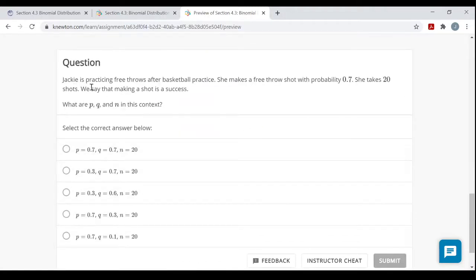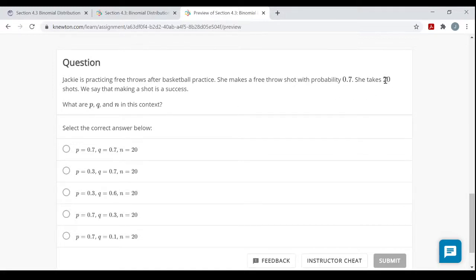All right, so here, Jackie is practicing free throws after basketball practice. She makes a free throw shot with probability 0.7. She takes 20 shots. We say that making a shot is a success. Okay, so this experiment is shooting free throws. Every time she shoots another free throw, it's another repetition of the experiment, another trial.